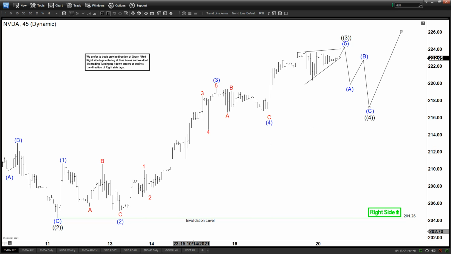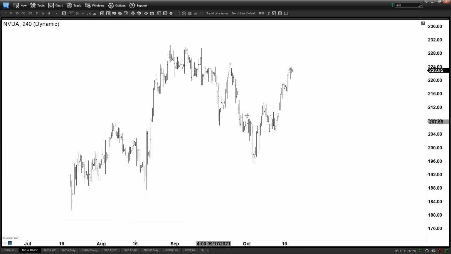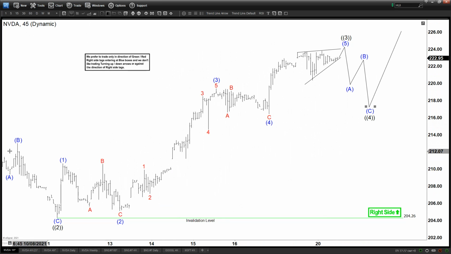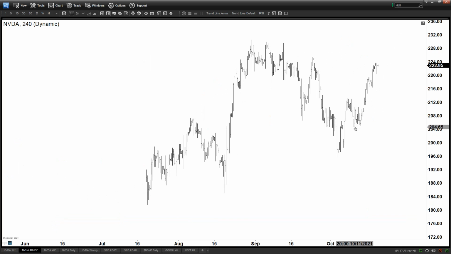All right, now let's zoom out and discuss other larger degree analysis in NVDA. Now over here we have the 4-hour chart of the NVDA. So let's copy some of this observation here. With wave 2 here should be 204. So this is your wave 2 here. So that means we are about to end wave 3. I'm just copying from the 1-hour time frame, by the way.